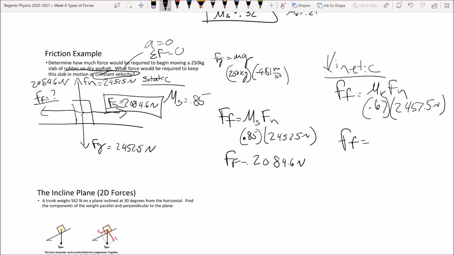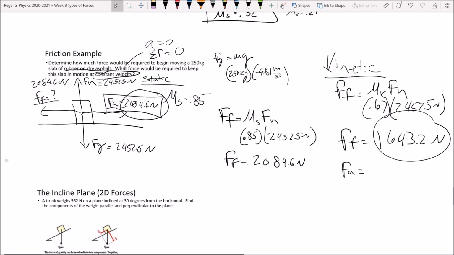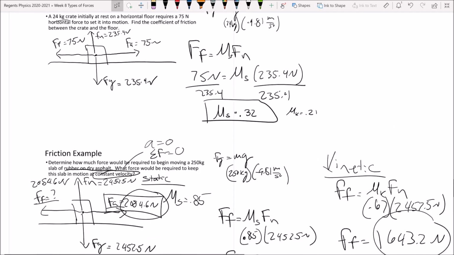All right, if I multiply those together, I get a force of friction. Now, if it's moving, there's less friction: 1,643.2 newtons. So the applied force is much smaller, right? You've got to apply 2,084 newtons to get it moving. You only have to apply 1,643 newtons to keep it in motion. All right, so those are a couple of really great friction examples.